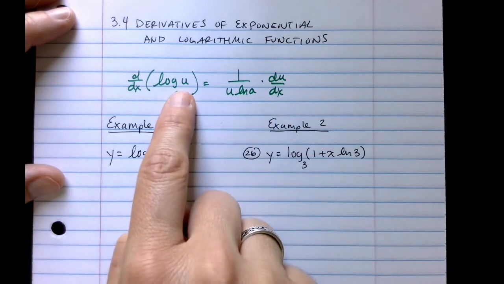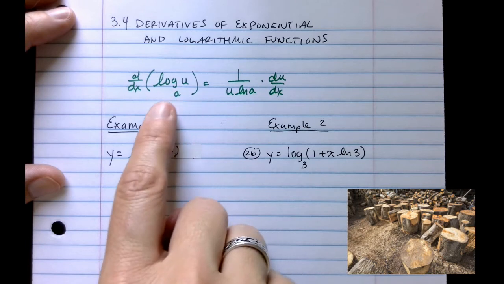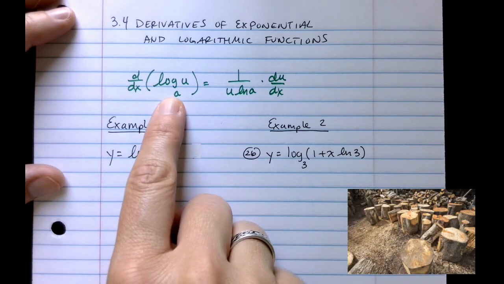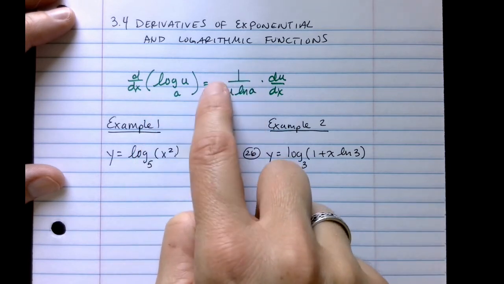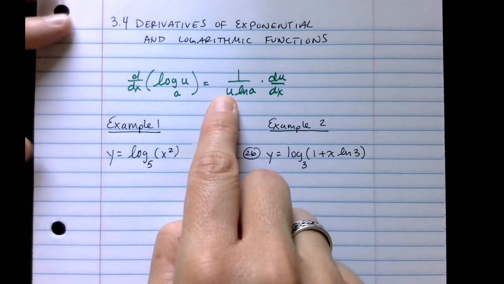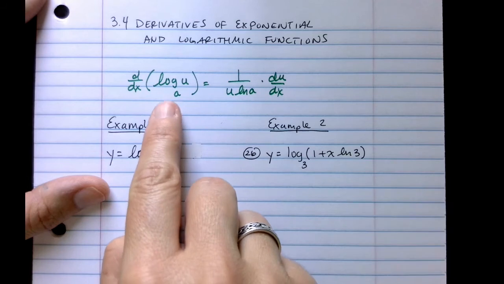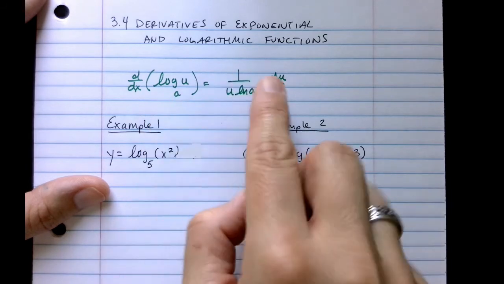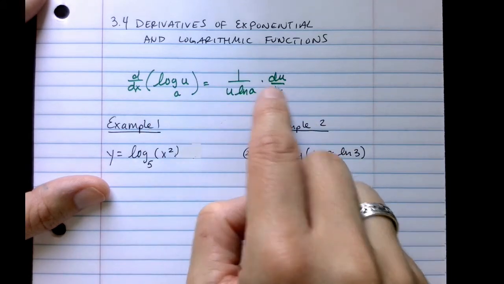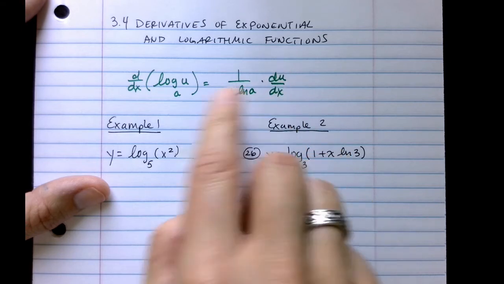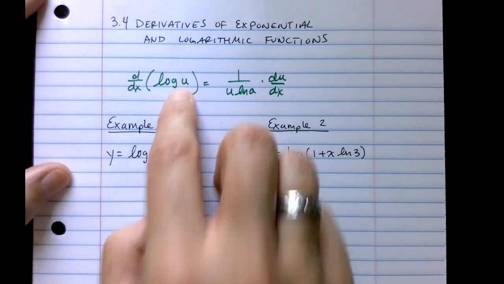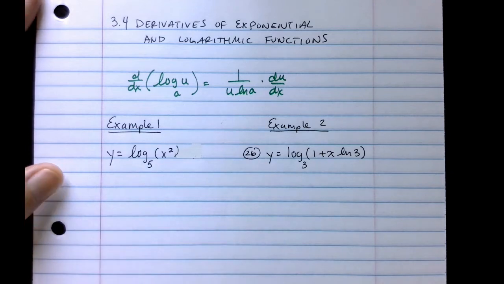U is going to represent whatever function's inside your log function. A represents the base of the log. So when you do the derivative, it's 1 over the function that's inside your log multiplied by the natural log of whatever the base is of your log function. And then you take that fraction and you multiply it by the derivative, because of chain rule, of whatever the inside function is. Let's look at our first example.